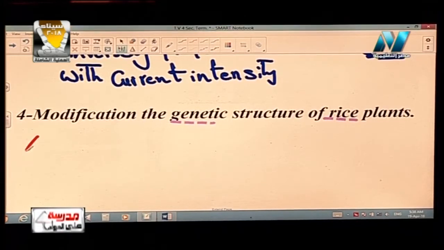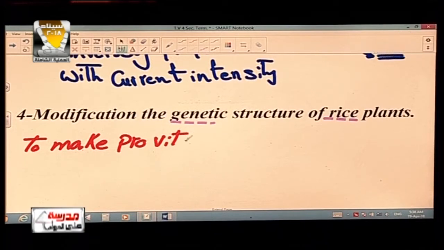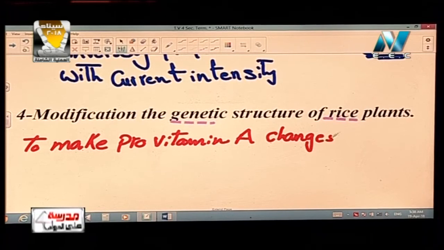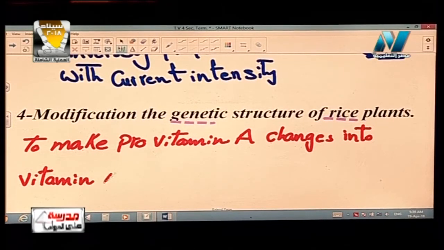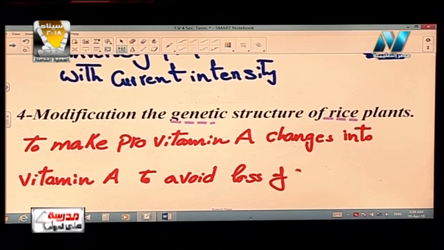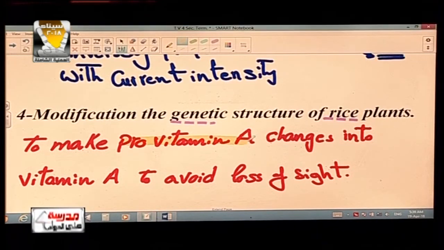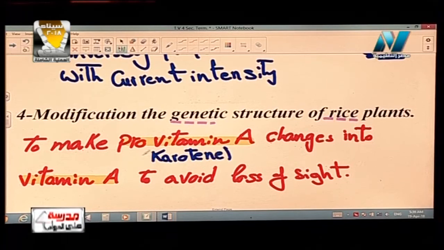Why? To make provitamin A change into vitamin A to avoid loss of sight, which causes severe weakness or loss of vision. So to make provitamin A change into vitamin A, and we know the other name of provitamin A is carotene. Change into vitamin A to avoid loss of sight.